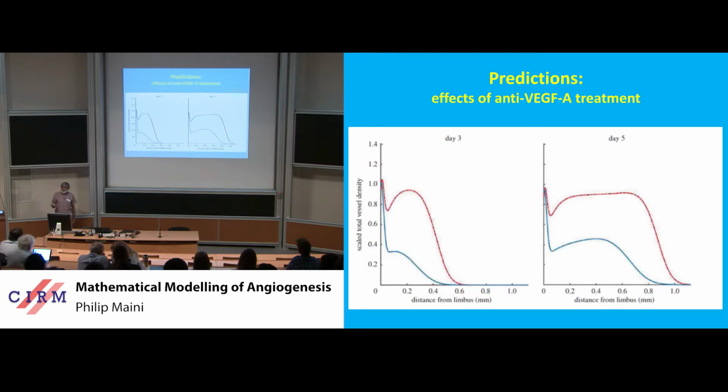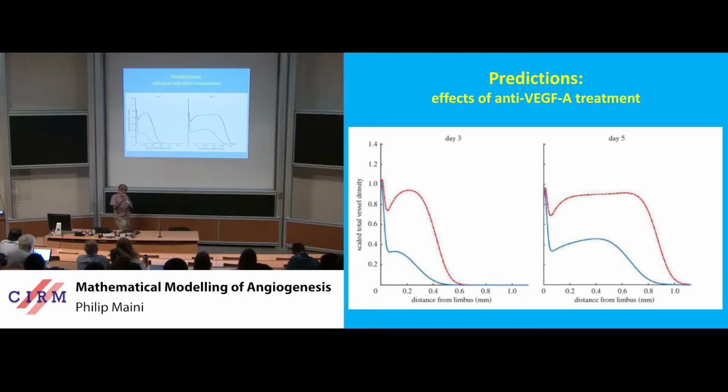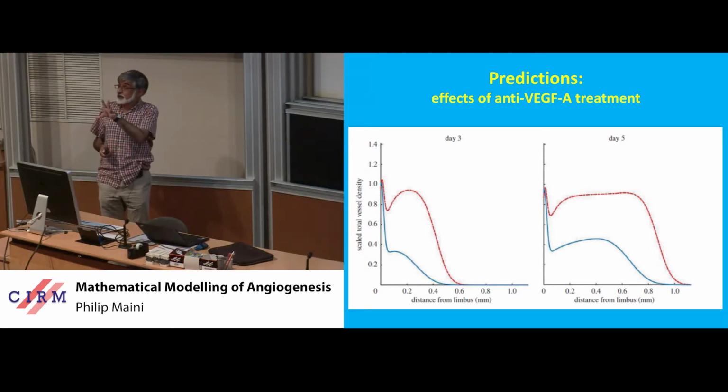But then we can start doing things, like we can ask the question, what would happen if you applied anti-bFGF and anti-VEGF? Would there be a synergy there? What would happen if you just did anti-VEGF? What would happen if you just did anti-FGF? So we can play with things like this, okay? And of course, we have to be very careful how we interpret the answers because of the huge parameter space we have.